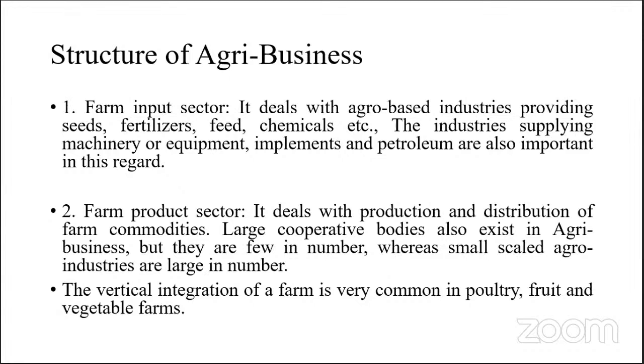Again, vertical integration of a farm is very common in poultry, fruit, and vegetable farms. We have mainly two types of integration, horizontal integration and vertical integration. So what is meant by horizontal integration and vertical integration? Vertical integration is the expansion of our business into a different business. For example, take A and B, two companies. Company A extends by establishing a new product in a new industry. That is vertical integration.